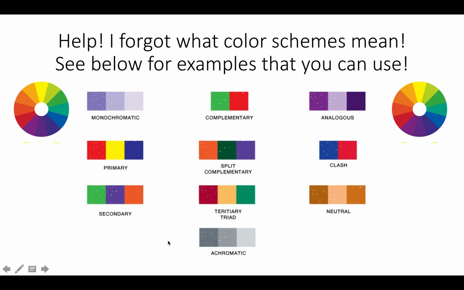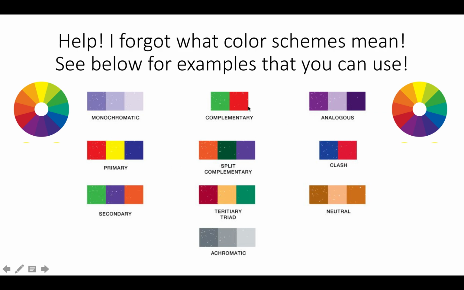So for color schemes, if you need some more ideas, I'm just including this slide. From monochromatic, where you have one color and you're going to see tints and shades of that, to more traditional primary colors or secondary colors. Complementary colors, again, if you're looking at the color wheel, it's the color that's opposite of its color on the color wheel. So yellow's opposite would be purple, blue's opposite would be orange, red's opposite would be green.